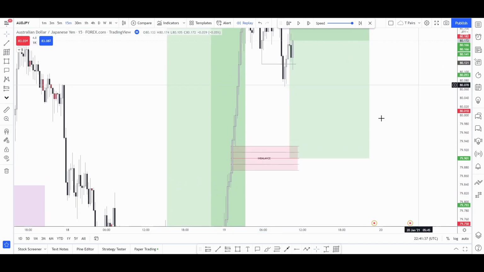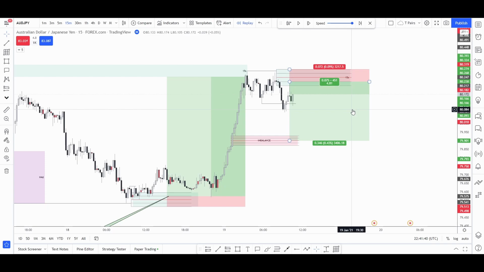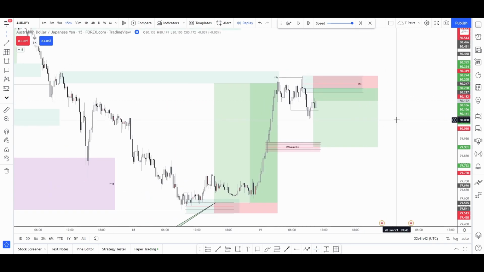Imbalance. Let's just get the 50%. Oh, I kind of just got it straight on. Okay, cool. Well, 4.81. I wouldn't complain about that. It's not bad going at all if I do get it.